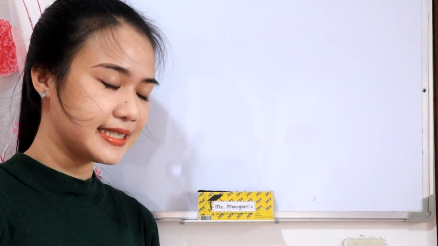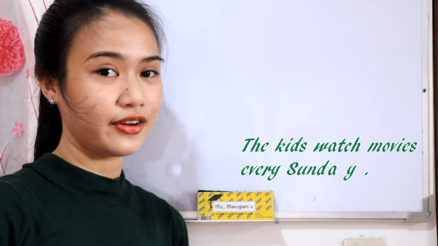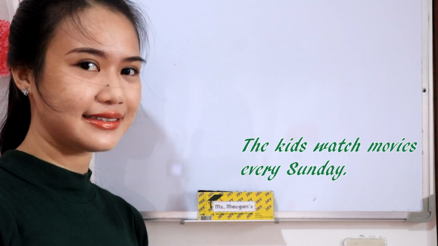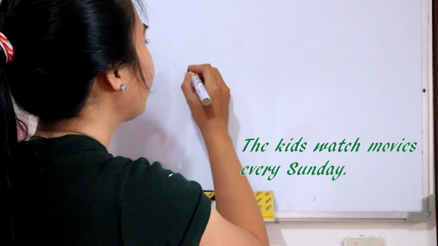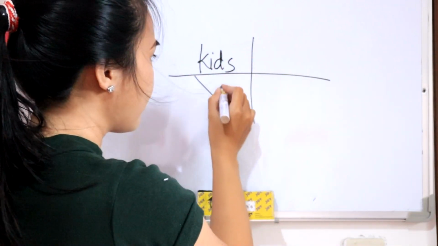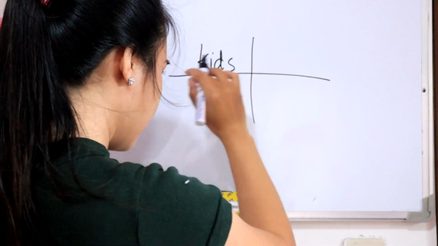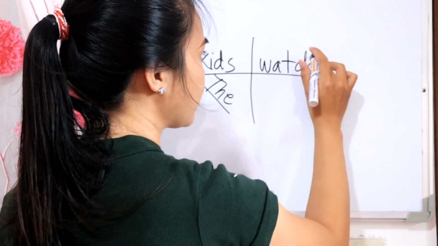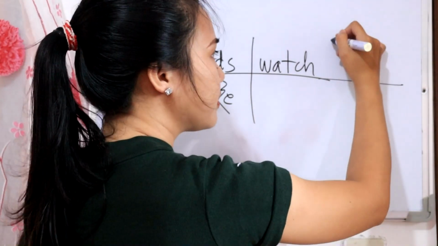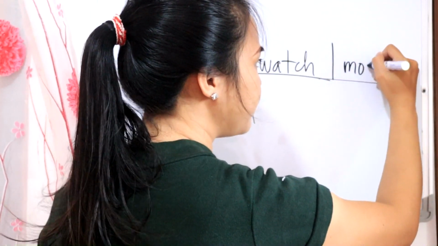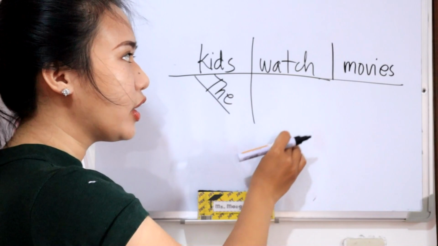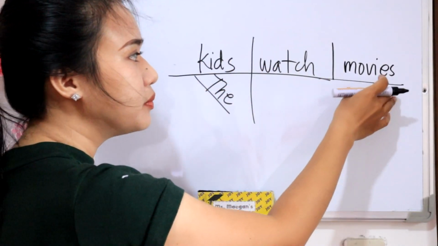Our seventh sentence is, the kids watch movies every Sunday. So this is kind of confusing because most of my students don't know where to place the adverb every Sunday. So let's try. Kids, this is our subject. The modifies the word kids. The kids watch. This is the verb, this is the action that they do. And the kids watch what? Movies. So there should be a straight line here, and then movies. This is our direct object because it receives the action of watching done by our subject. The kids watch what? Movies.